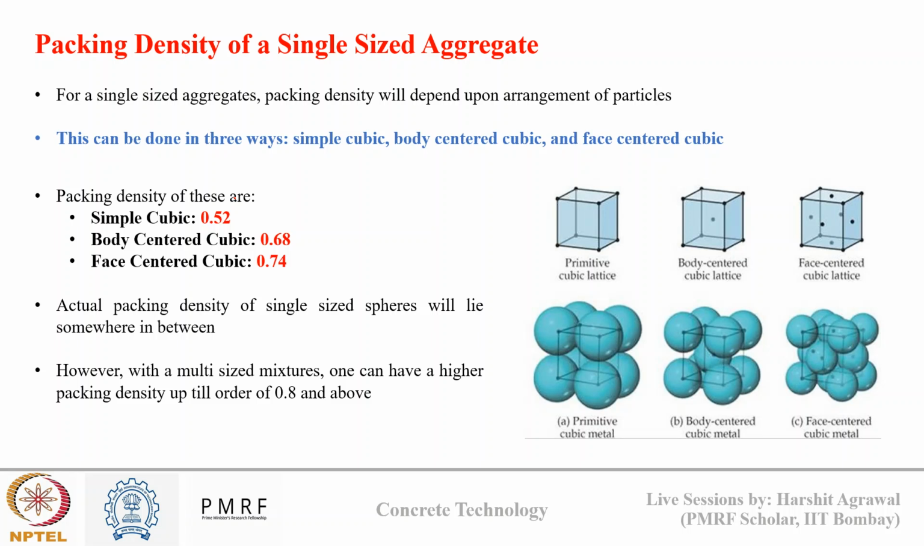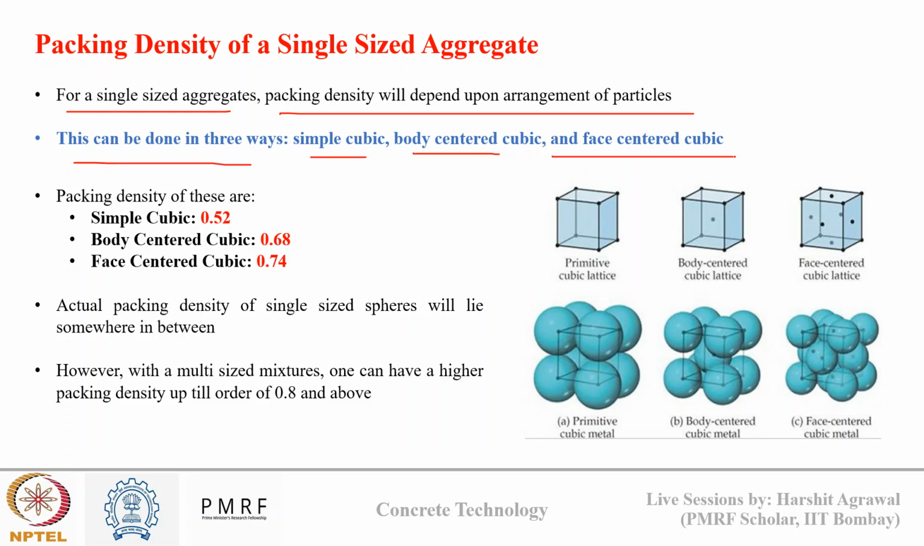Okay. Now, if we try to understand the single sized and multi sized aggregate thing in mathematical terms, then for a single sized aggregate, the packing density will depend upon the arrangement of particles. Okay, and this can be done in three ways: simple cubic, body centered cubic, and face centered cubic. Now, what do these terms simple cubic, body centered cubic, and face centered cubic mean?